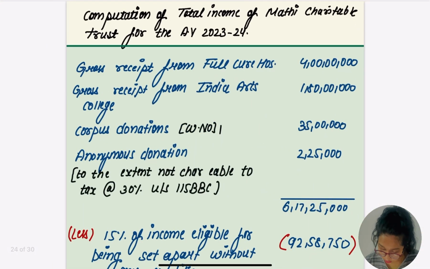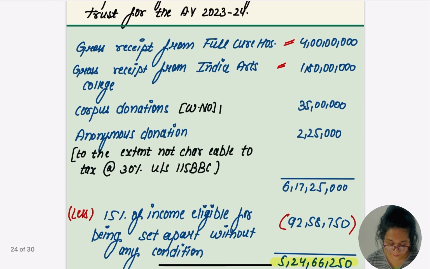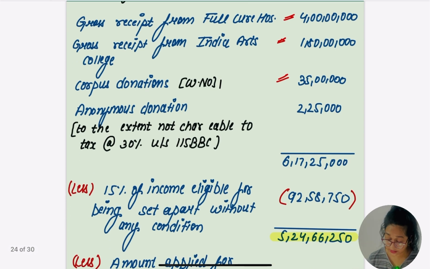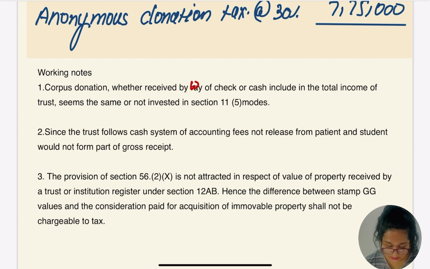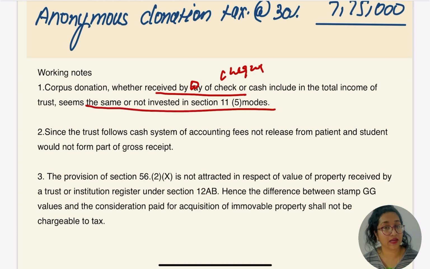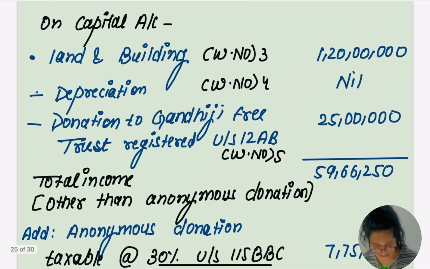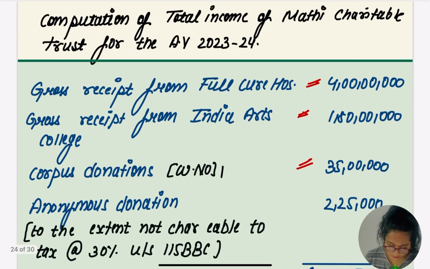Let's go and check out the gross receipt of 400 lakh, the gross receipt of 180 lakh, and the corpus donation of 35 lakh. Let's go for the working note which is written: the corpus donation, whether received by way of cheque or cash, is included in the total income of the trust if it is not invested as per section 11 subsection 5. Which means we are going to take this part whether it is cheque or cash mode, because it is not invested in the mode specified in section 11(5). Yes, let's go for the other part guys.